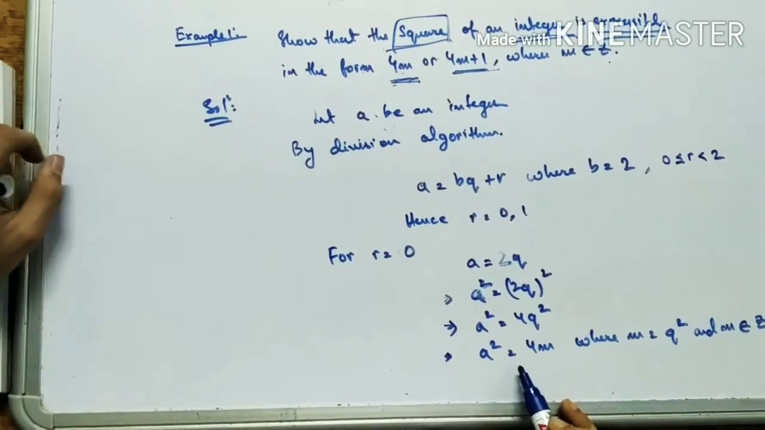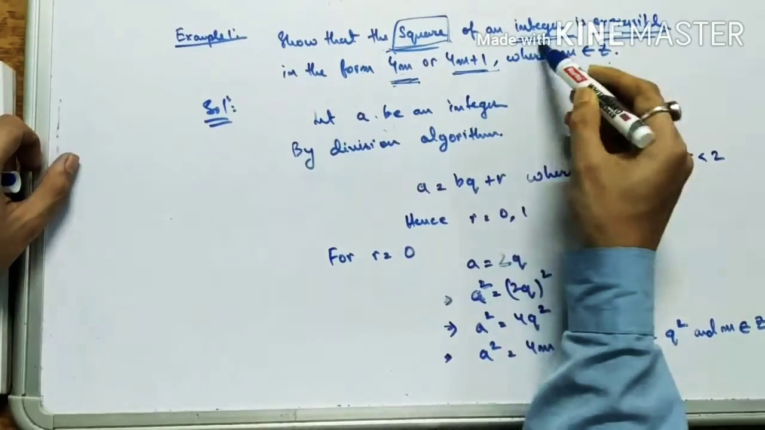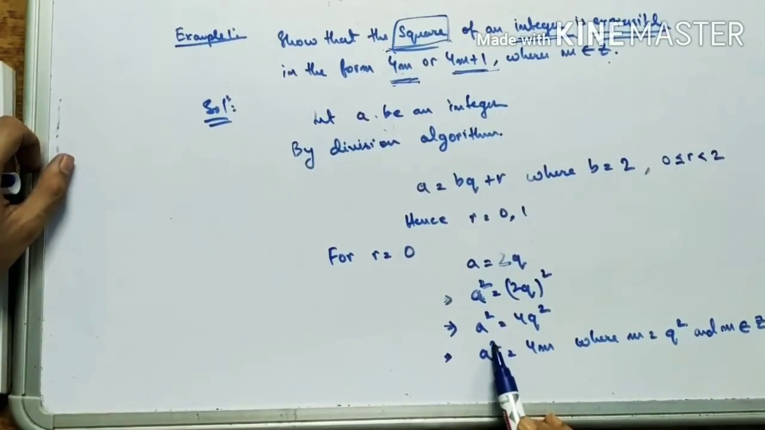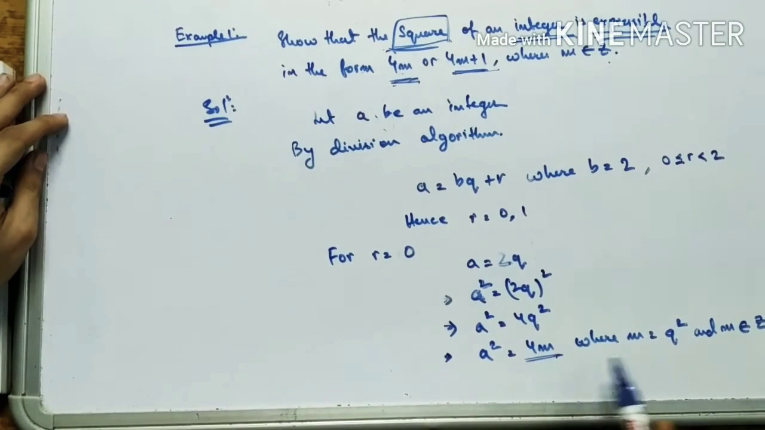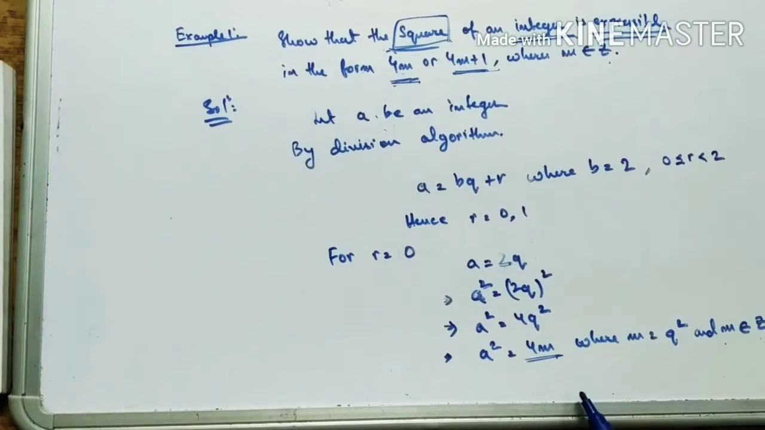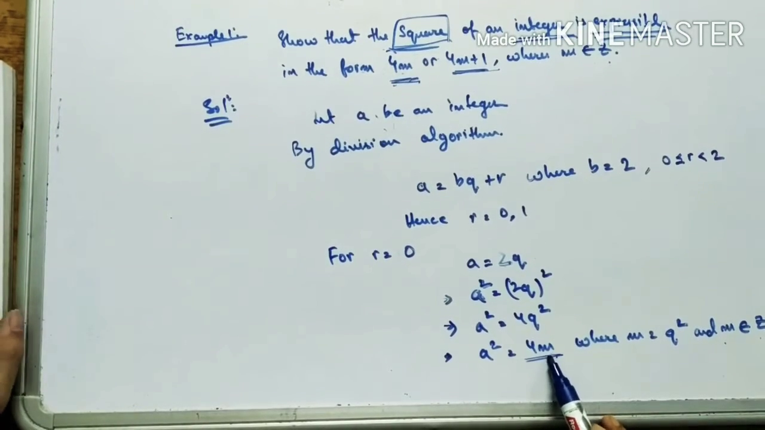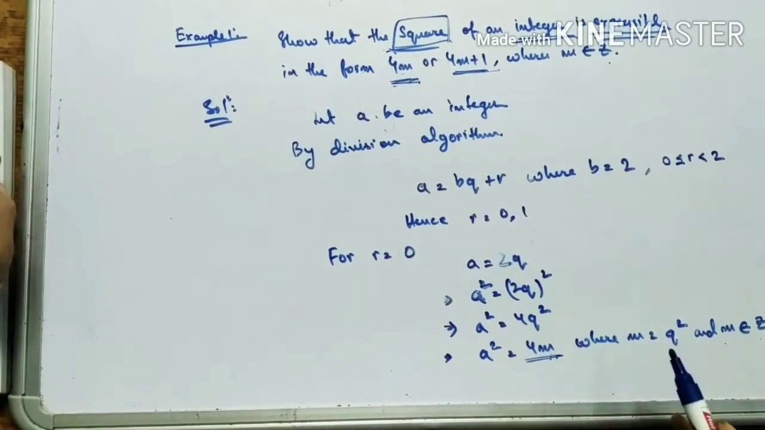So what I did here, you see, I showed that the square of an integer can be expressed in the form of 4m, where m is an integer, and the m value is equal to Q square.